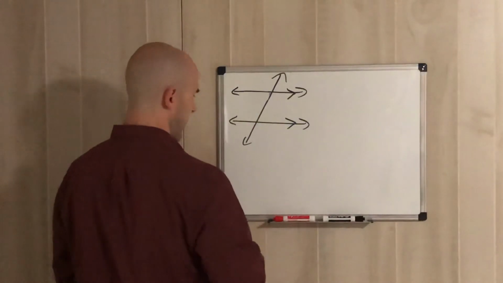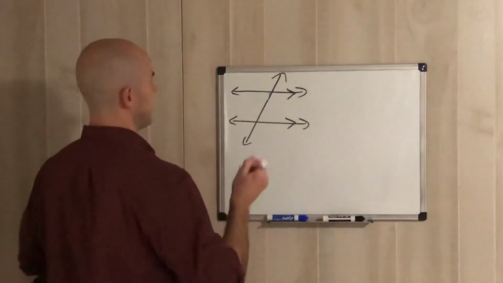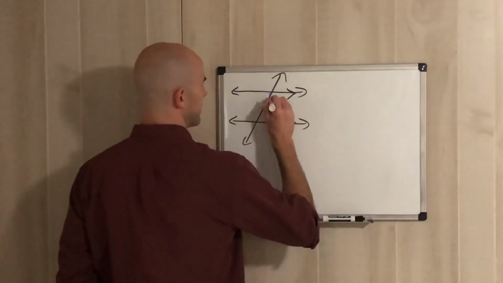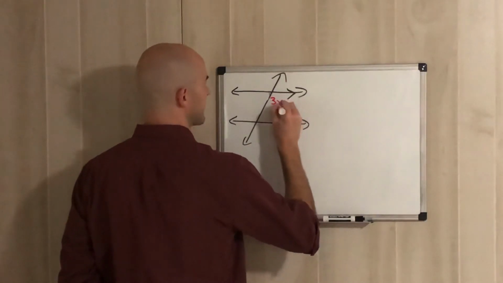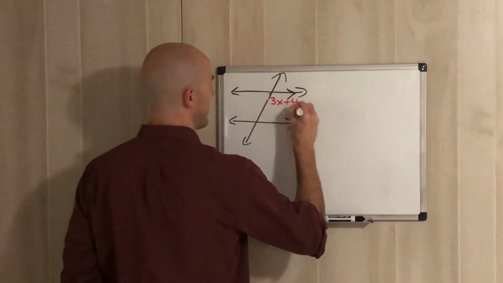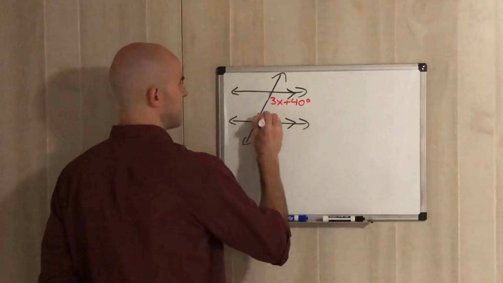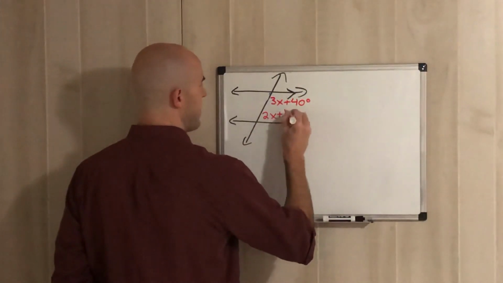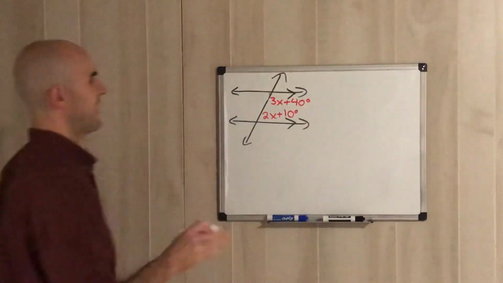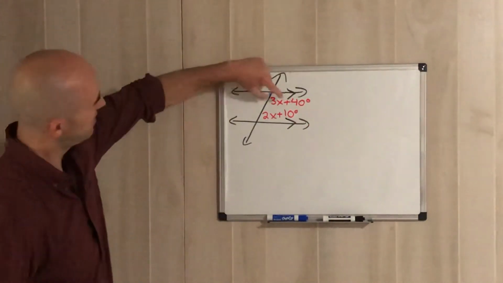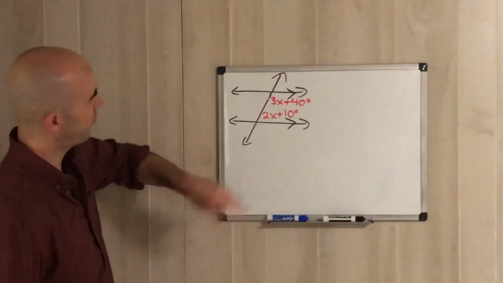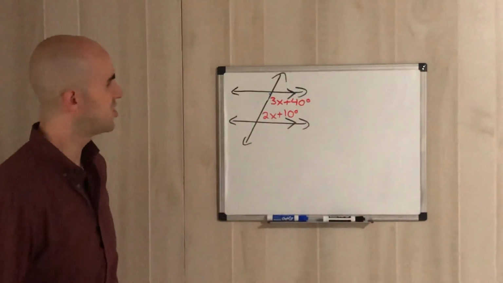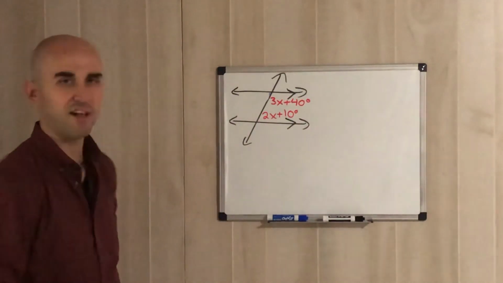So right now, again, I'm going to set this up, right? I'm going to say that this here is going to end up being 3x plus 40. Right? I'm going to make this be 2x plus 10. And that's it. Right? So this angle right there is 3x plus 40. This angle right there is 2x plus 10. I want to solve for x.